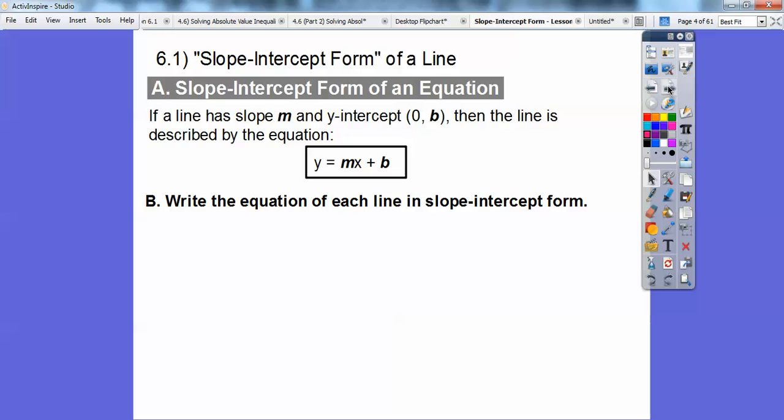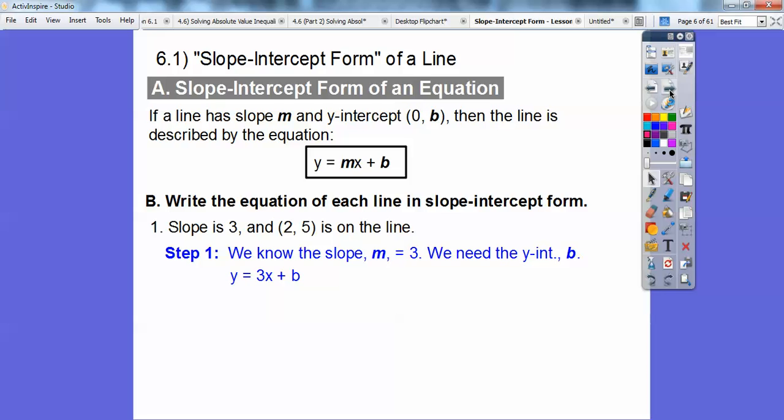So write an equation of each line in slope-intercept form. So we want to write it in y equals mx plus b form. Okay. So the slope is 3, and it goes through the point (2, 5). So this is your x, this is your y, this is my m right here. So we need to figure out b. So we know the slope is 3, and we need to find the y-intercept b. So since the slope is 3, we can put 3 in for m right here. So y equals 3x plus b.